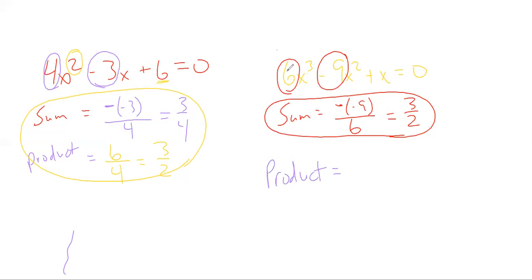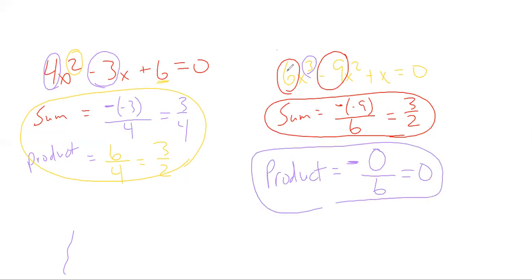Let's go back and find the product. Well, we look here, it's odd. So this means it's negative. The constant, well, what's the constant? There isn't one. It's 0 over 6, which is just 0. There you go.